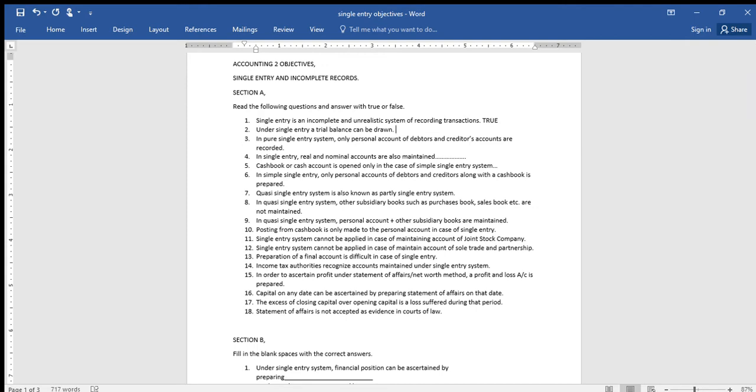In single entry, among the accounts that we have, there is no trial balance. We have the statement of affairs, cash book, debtors and creditors account, and then others, but there is no trial balance. So for question 2, the answer is false.